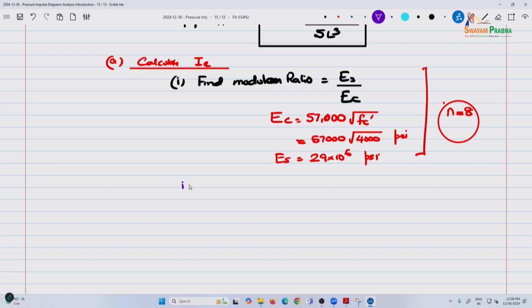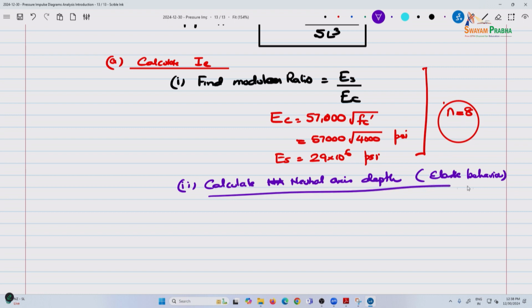Now, the second step, I am showing you all the details. So, calculate the neutral axis depth. This is elastic behavior. So, based on elastic behavior, but we are going to apply it to plastic scenarios.